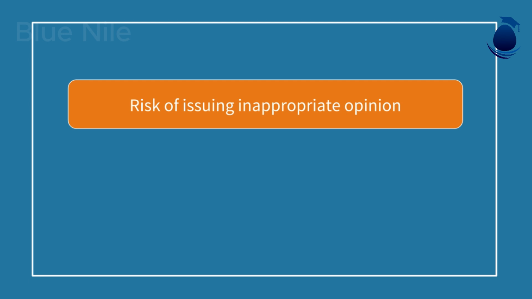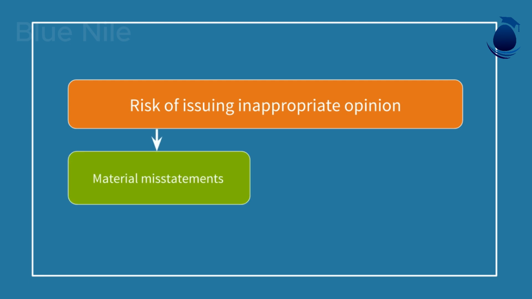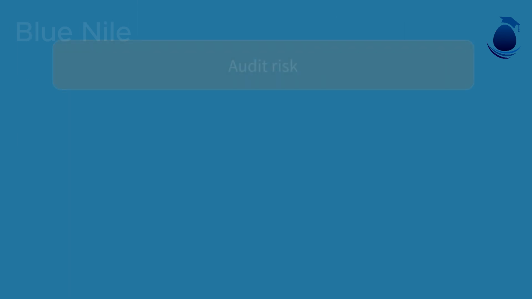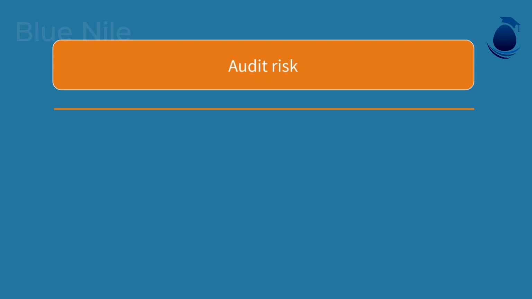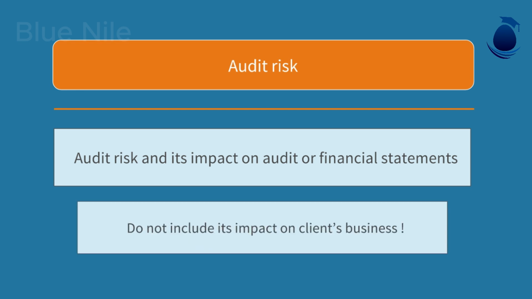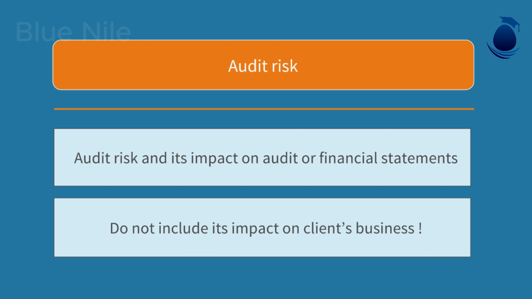For this to happen, there would be a material misstatement present in the financial statements, causing balances to be overstated or understated. Or, disclosure in the financial statements that may be inadequate. When we prepare our answer, we need to include 2 things: the audit risk we have found in the scenario, and the impact it has on our audit and the financial statements. It should not include the impact it has on the client's business. Audit risk relates to the risks of the auditor, not client business risks.